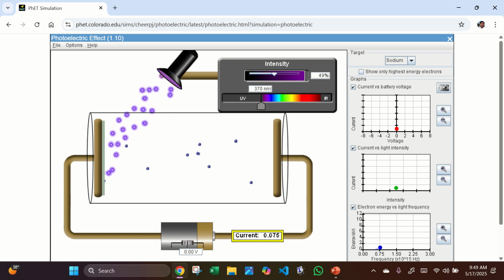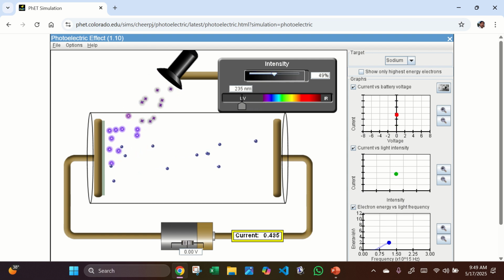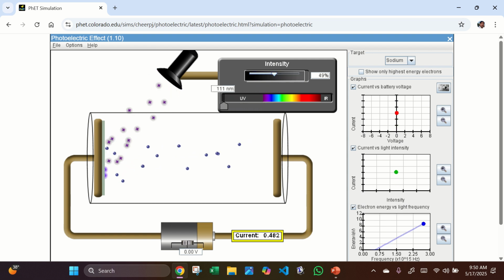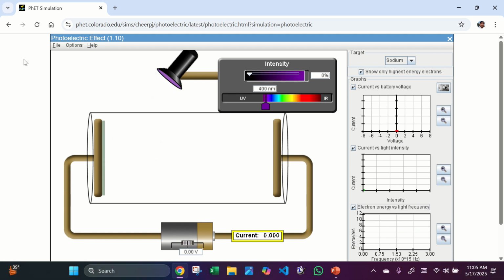Let's change it. Let's take it to the more energetic ultraviolet. Let's observe here. Then you can see that with more energy the electrons are emitted with more kinetic energy. More energy of the photon means more kinetic energy of the photoelectron. That's it. Now let's understand the stopping potential.